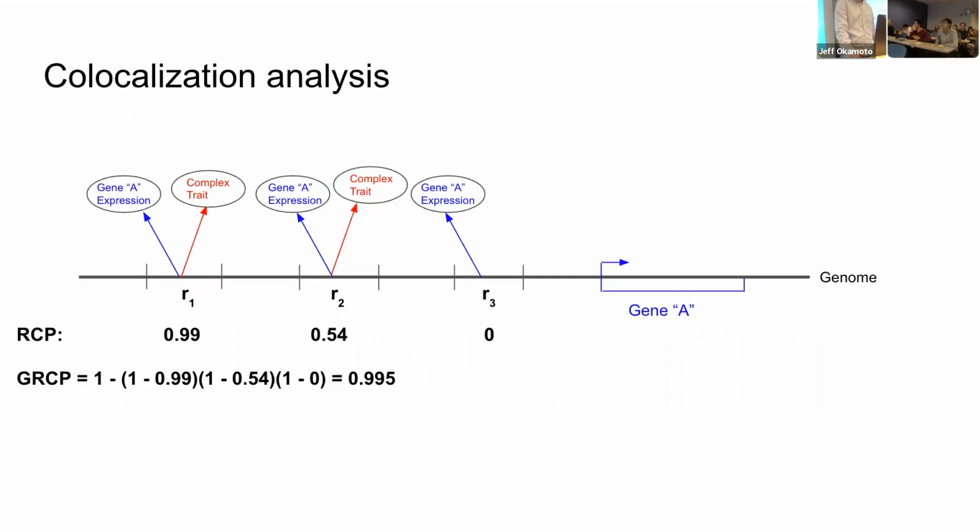Okay, so what does all that really look like? Again, we have another toy example, just to illustrate how you calculate that gene-level colocalization probability. We're returning to gene A. Here you have 3 different signal clusters, R1 through R3, each with a corresponding RCP. When we apply our formula, we get 0.995, which is essentially saying there's a high probability of at least one colocalized variant for this gene.